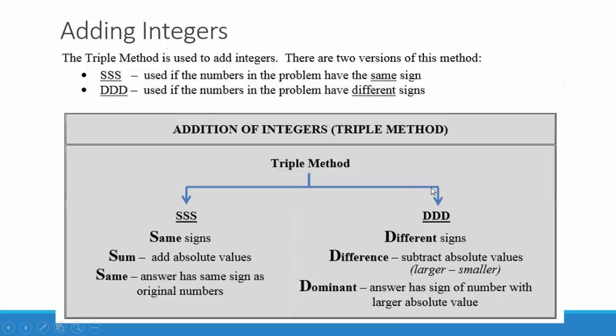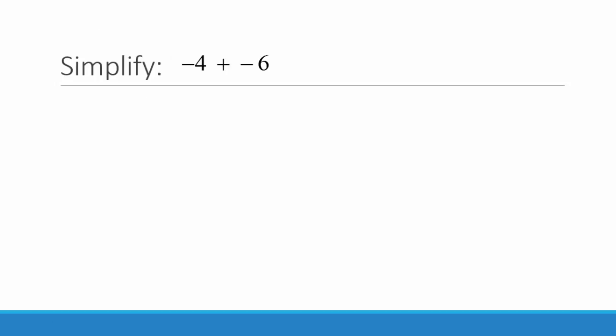If the signs are different, you will use the right-hand side of this chart. If you have different signs, you're going to take the difference, which means subtract the larger absolute value minus the smaller absolute value. The sign will come from the sign of the dominant number, the sign of the larger absolute value number. In our first problem, we are adding -4 plus -6.